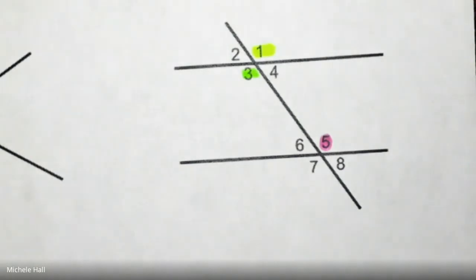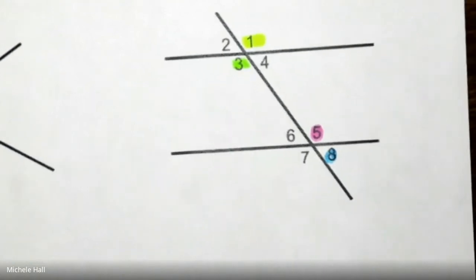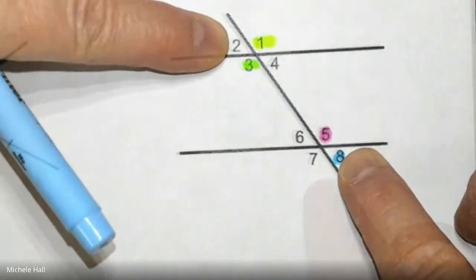All right. I want to know what the alternating exterior angle to 8 is. 2 and 8 are alternating and on the outside.